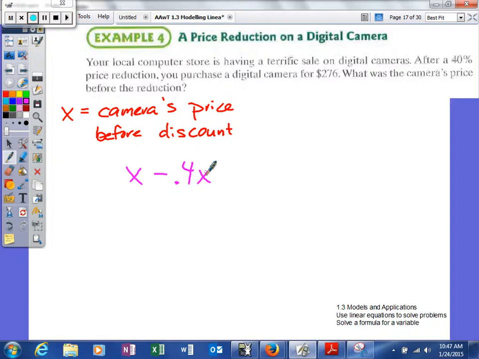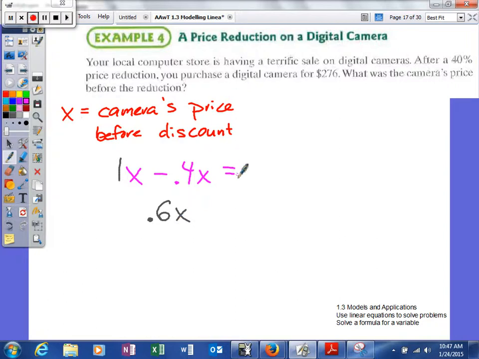Or another way to think about it is if you are taking 40% off of the price, then what you're actually paying is 60% of the price. And if you look at your problem and you realize that this has a coefficient of 1, when you combine like terms, you add or subtract their coefficients. 1 minus 0.4 is actually 0.6. So you're taking 40% off, so that actually means you're paying 60% of the price.